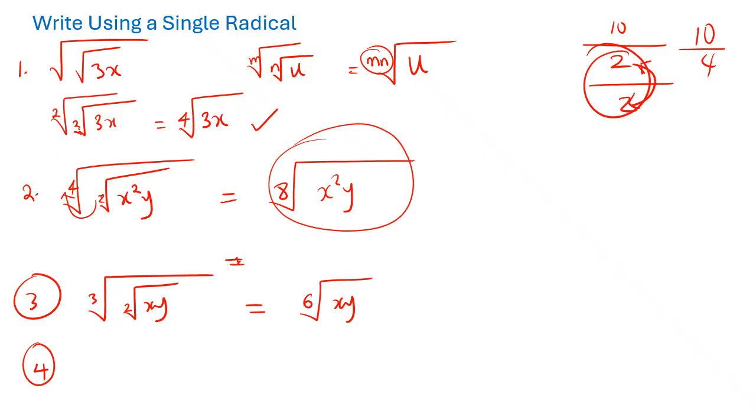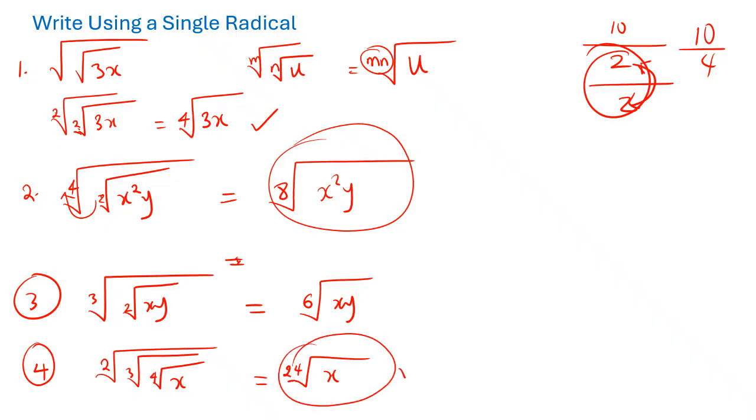Number 4, let's look at another problem. It says using a single radical, and this is what we can do. Let's say I have the square root of the third root of the fourth root of x. To do this, I notice that I have a 2 here without being told, which means my final result should be 2 times 3 times 4, which is 24. It'll be the 24th root of x. This is how you do this kind of problem.